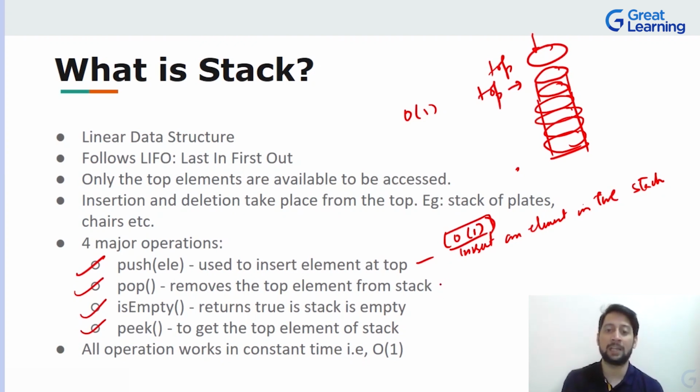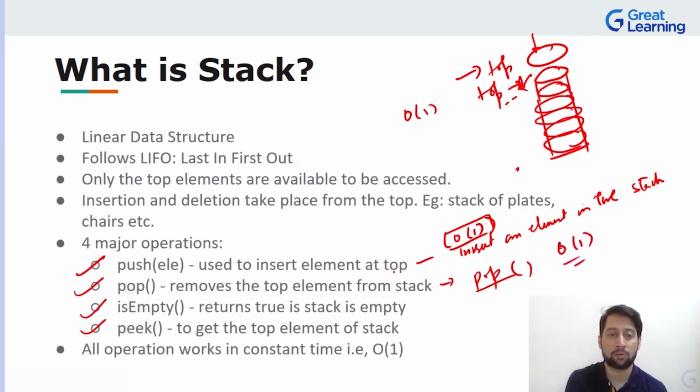Similarly, we can remove the element, and it can be done with the help of the pop operation. That means we can remove the top element just by decrementing our top. Once we decrement our top, this top of the stack element is removed. So now again, we are just accessing or manipulating the top in a constant amount of time.